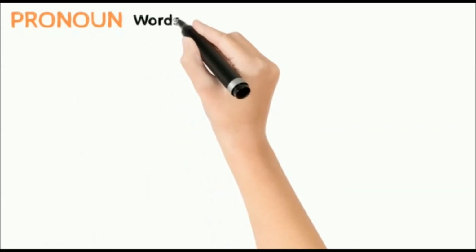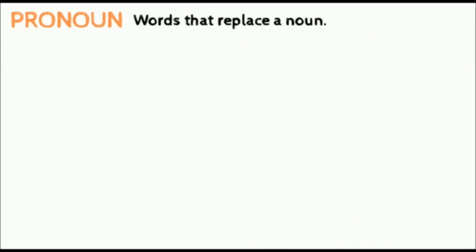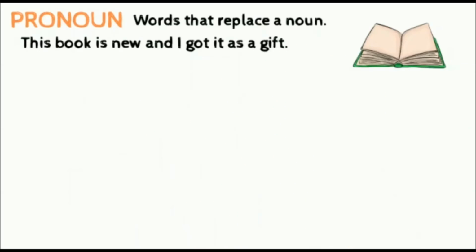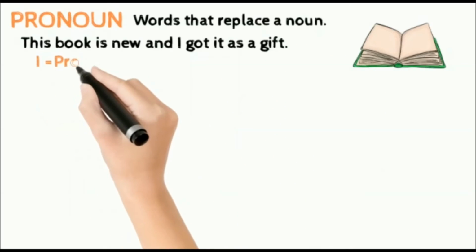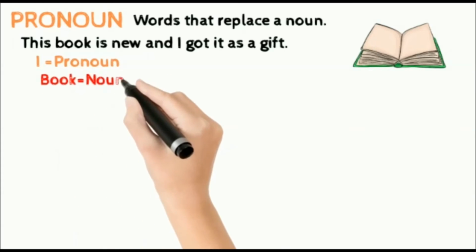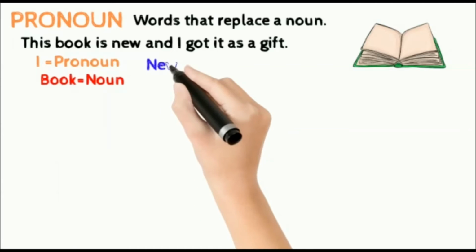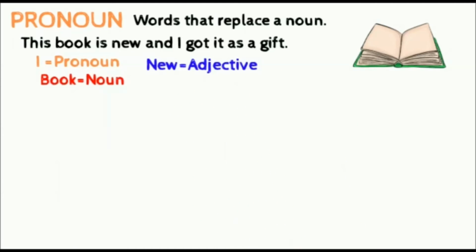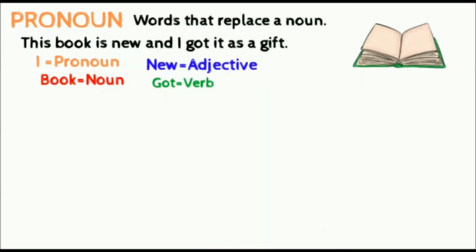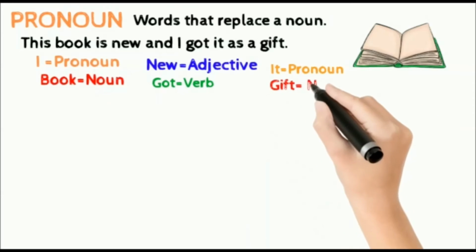It's time for pronouns. So what is a pronoun? Pronouns are words that replace a noun. Example, this book is new and I got it as a gift. I is a pronoun. Book is a noun. New is the adjective because it describes the noun, the book. Got is the verb. And finally, it is also a pronoun as it replaces the noun book. And gift is a noun.